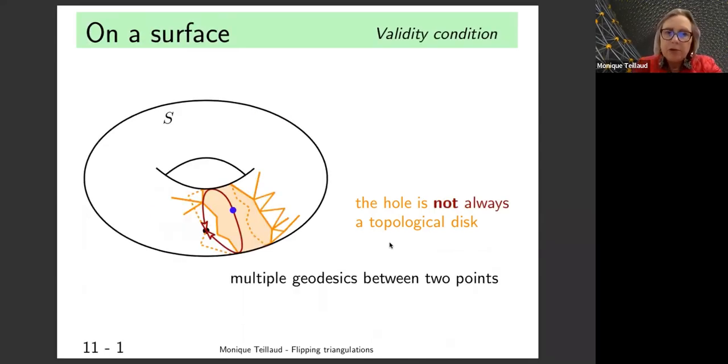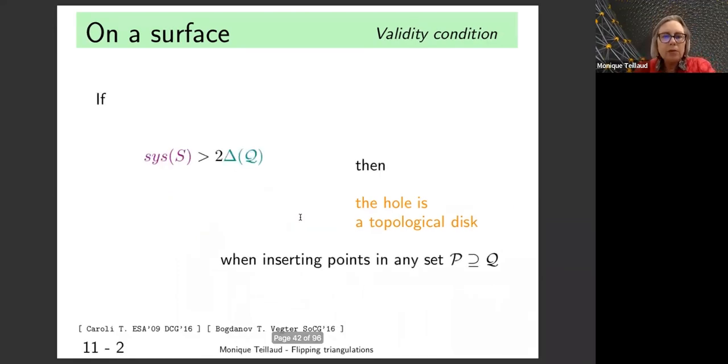But if you are on a surface, the set of triangles whose circumscribing disk contains the new point is not necessarily a topological disk. So you cannot just combinatorially create edges from the new point to the boundary of the hole, because you have multiple geodesics between such two points. So it's not purely combinatorial, and you don't know how to update simply. And what we could prove a few years ago with several co-authors is that we have a sufficient condition that ensures that it would work.